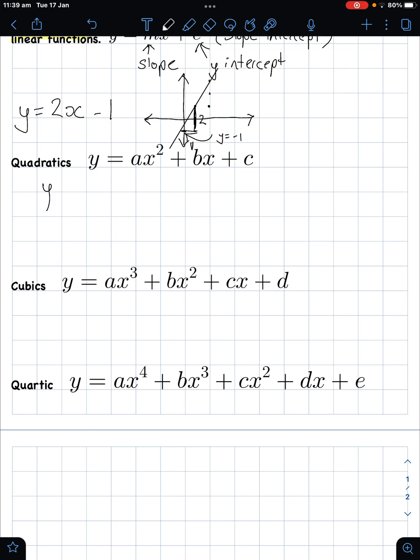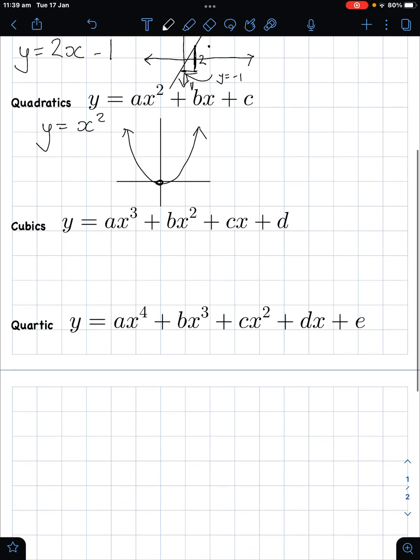Quadratics is our next one. For a quadratic function, I'm just going to use y equals x squared. If we were to look at this function, it would purely be a parabola like this that goes through 0, 0. There's lots of variations on quadratics. I'm just going to quickly go over the simplest one. Next would be a cubic function. A common one would be y equals x cubed, and it has a shape like this.